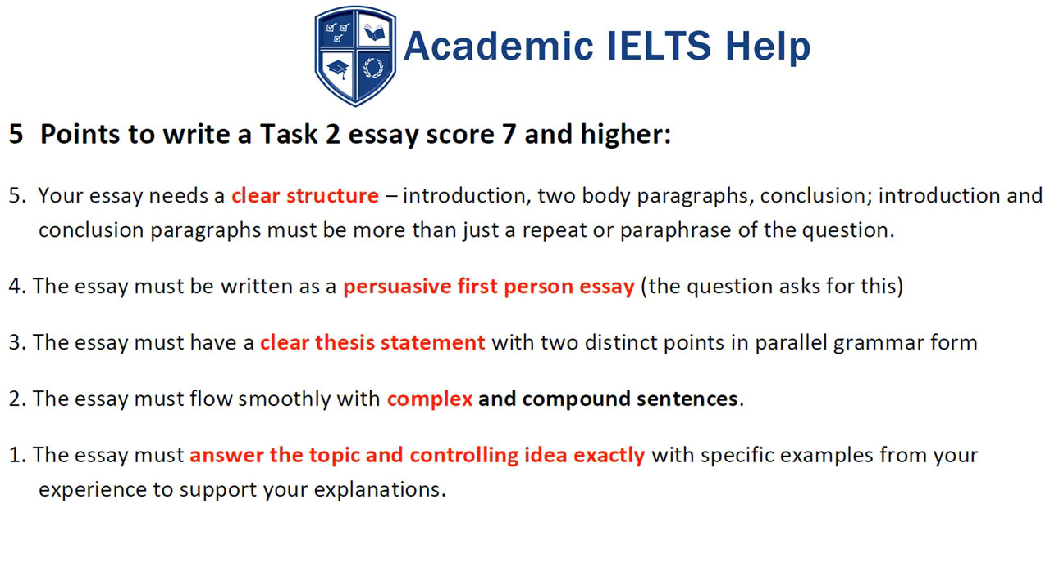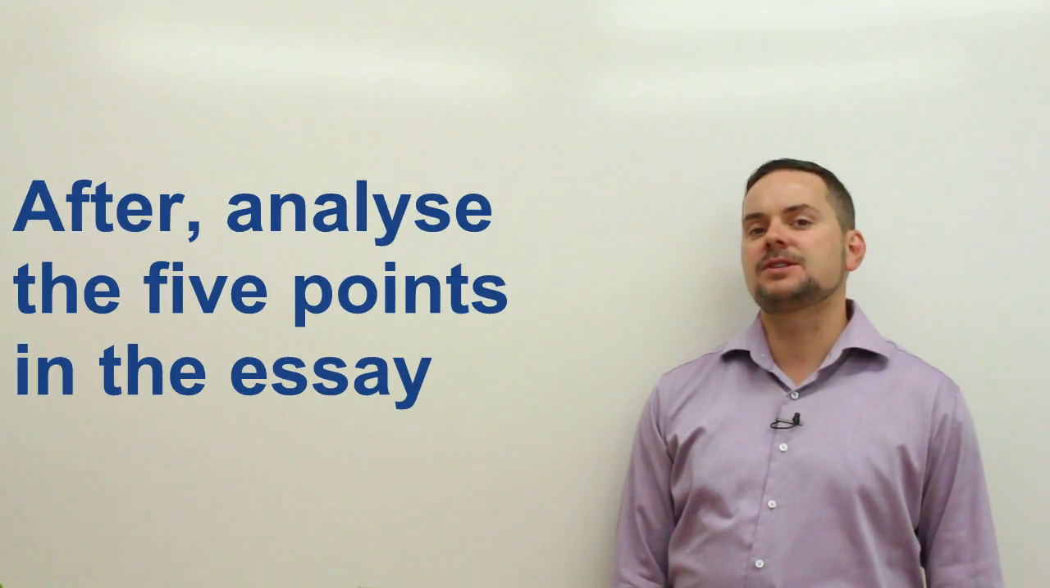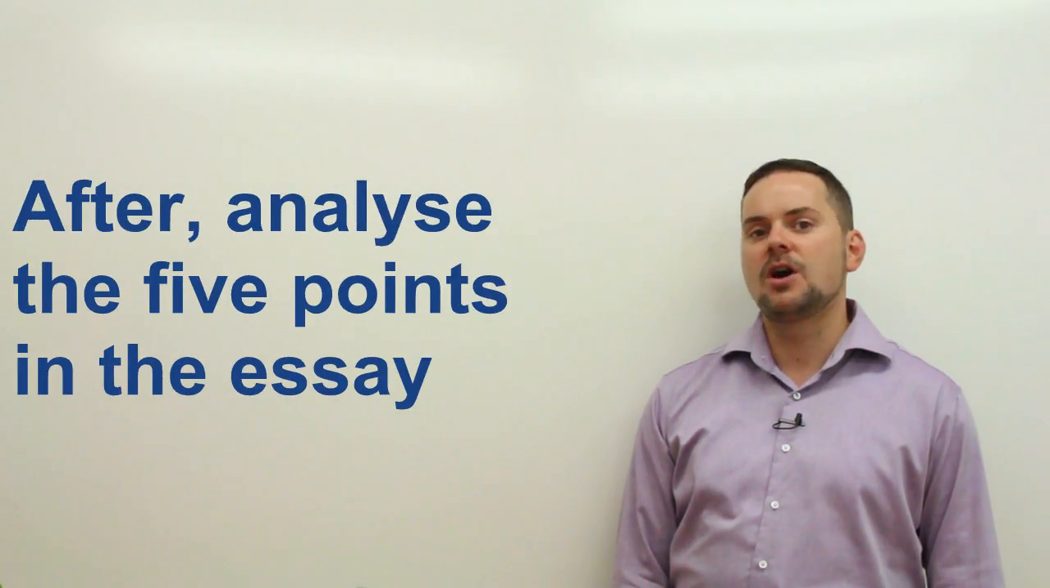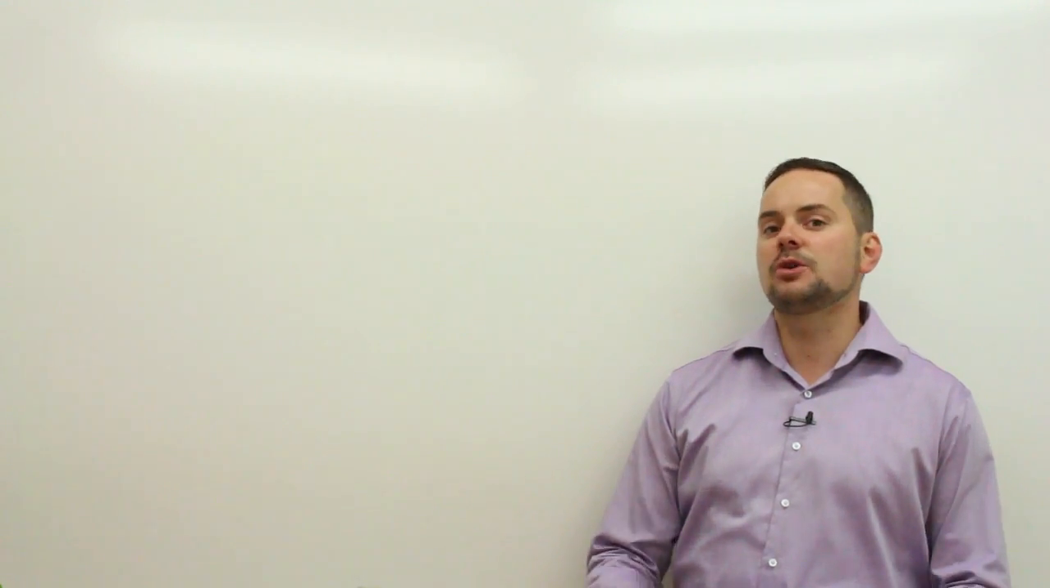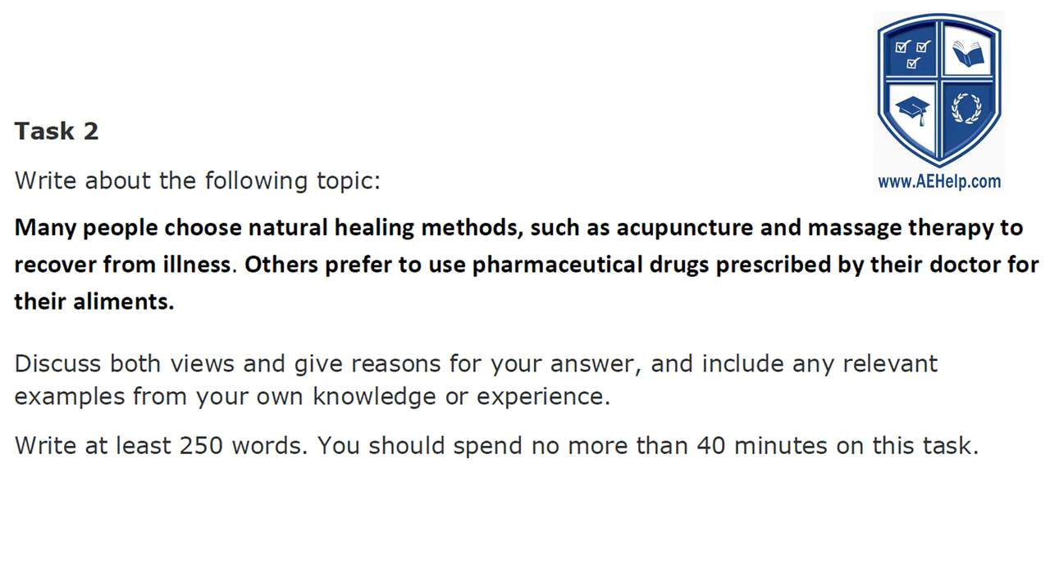Now that you know the 5 points which you must follow in order to get 7 or more, let's look at a sample task 2 that includes all of these ideas. Now, let's look at a sample IELTS Task 2 writing question and response. Then we will discuss how the 5 points are applied. First, the question. Task 2.